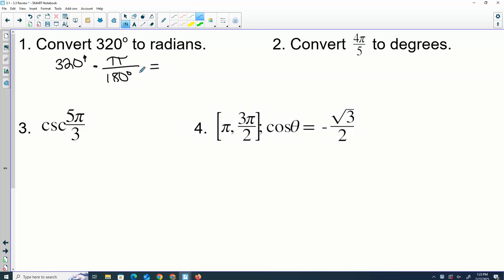So our degrees cancel. So 320 over 180. And so let's not put in the pi on these. We'll give the nicest answer we can. So give it in fractional format. So it's 16 over 9, so 16 pi over 9.